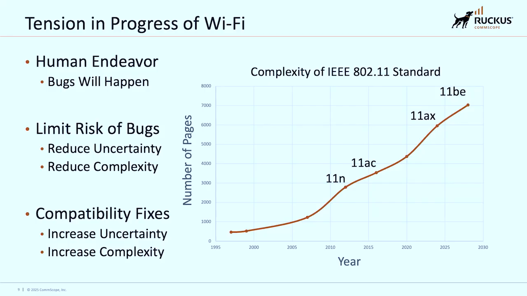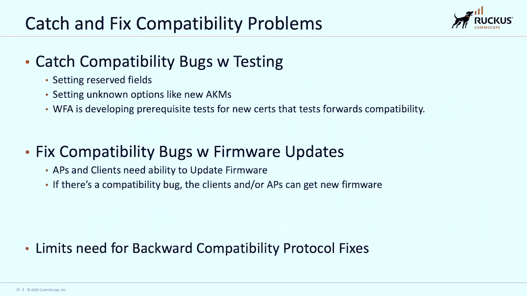And I've just told you that trying to solve compatibility issues through protocol introduces more complexity and more uncertainty. And the more we can limit bugs and compatibility bugs, the more we can reduce complexity and reduce uncertainty. So how do you go about doing that? Here are the mitigations.